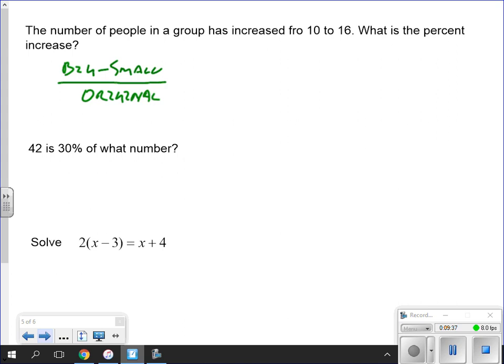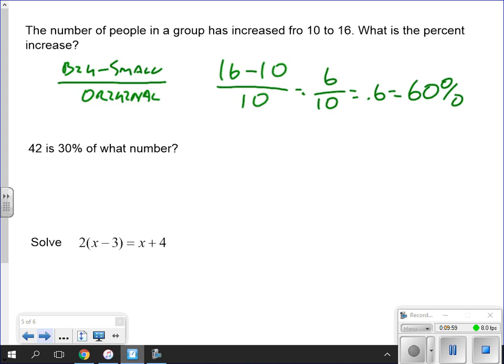So in this case, we would take the big number, which is 16, minus the small number, which is 10, divided by the original number, which is 10. We started with 10 and went to 16, so you take the number you started with, and that's what goes on the bottom. So 16 minus 10 is 6 over 10, that's 0.6, which is 60%. We have a 60% increase.